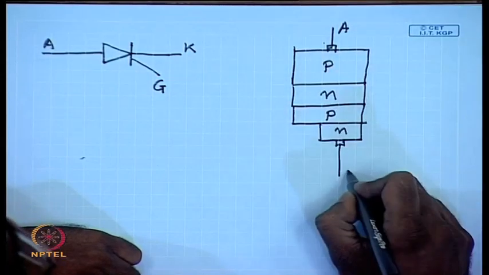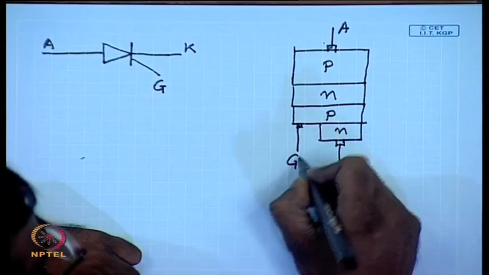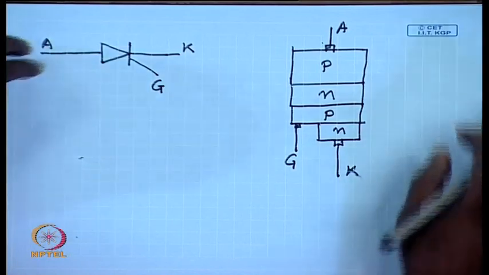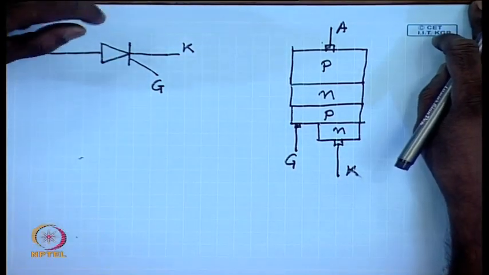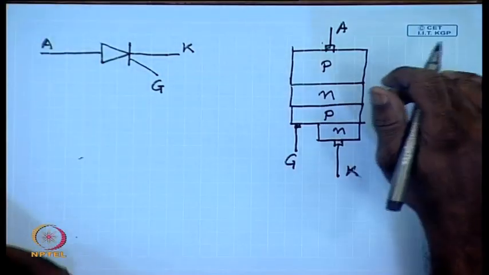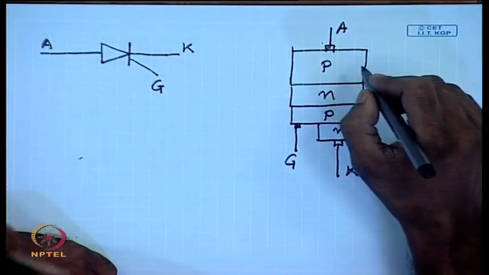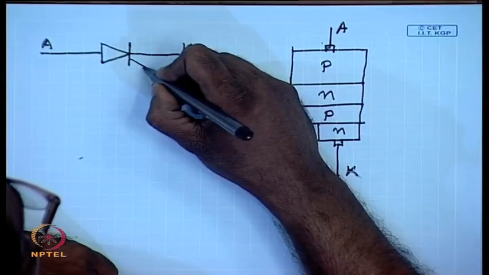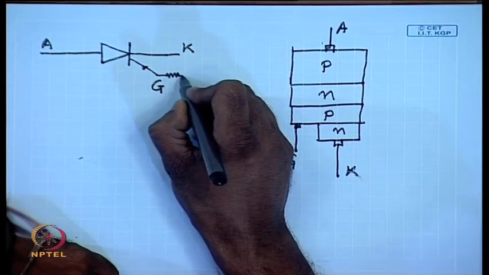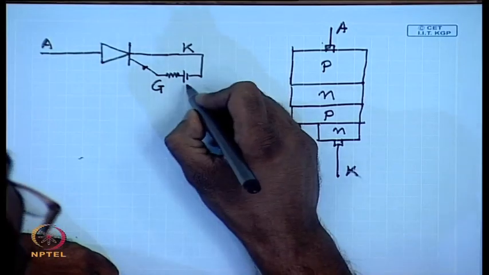This is the anode, this is the cathode, and this is where the gate terminal is. Operation of this device is slightly more complicated, and we will not have occasion to discuss that in detail. It will be sufficient to tell that this is also a control switch which can be turned on by injecting a current through the gate terminal.